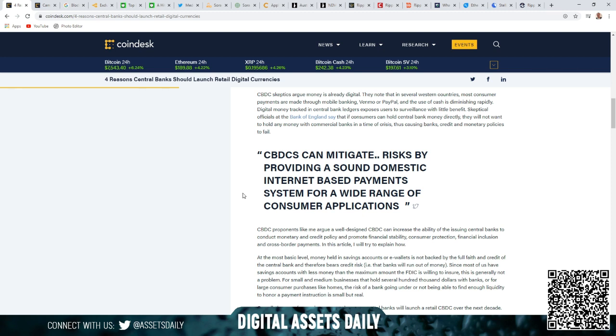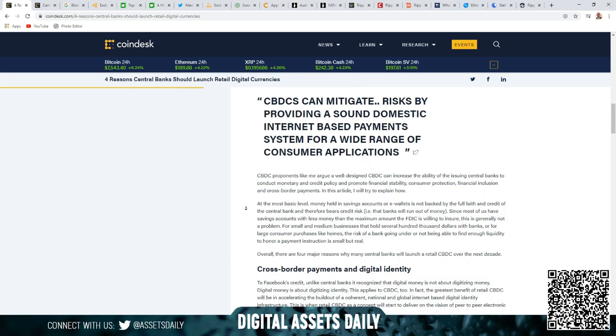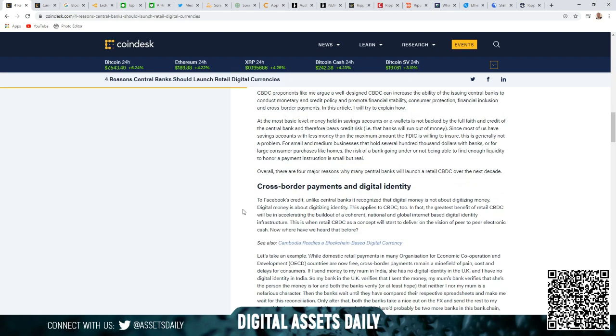CBDCs can mitigate risk by providing a sound domestic internet-based payment system for a wide range of consumer applications. These CBDC proponents, like me, argue a well-designed CBDC can increase the ability of the issuing central banks to conduct monetary and credit policy and promote financial stability, consumer protection, financial inclusion, and cross-border payments. In this article, he'll try to explain why or how.